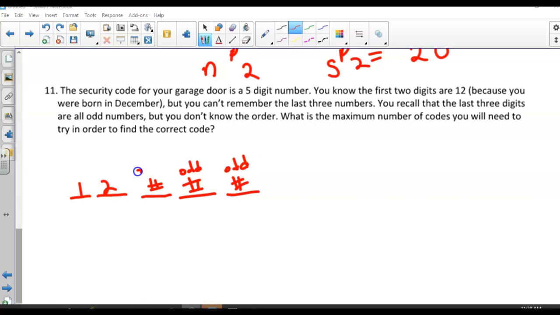Now, let's think about it. How many odd single-digit numbers are there? Well, you got 1, 3, 5, 7, 9. So that's 5, 5, and 5, right? So that's 5 times 5 is 25 times 5 is 125.